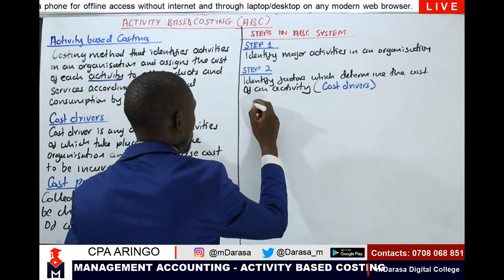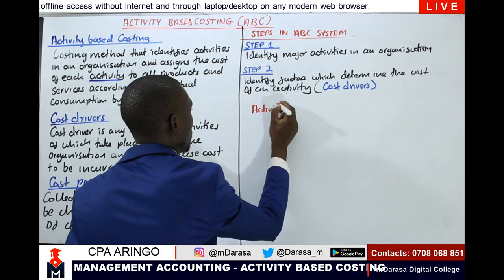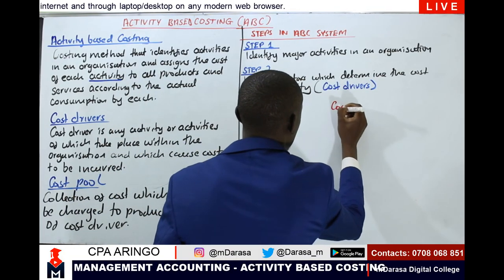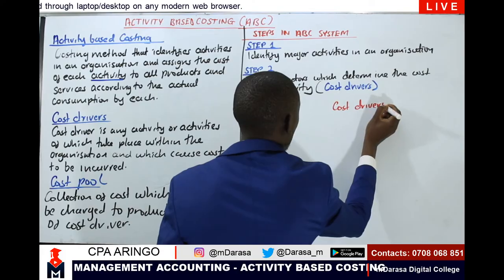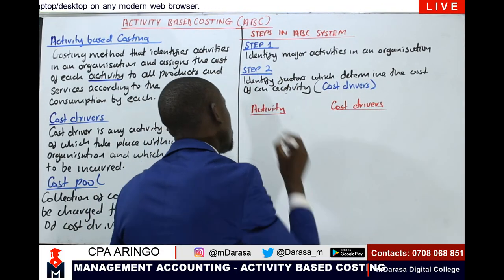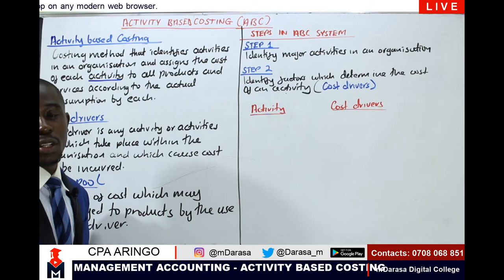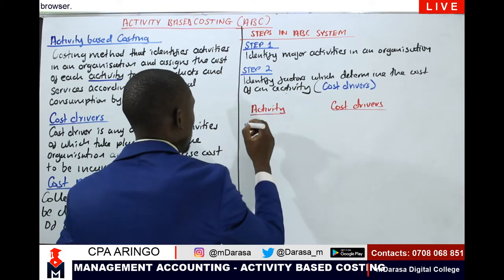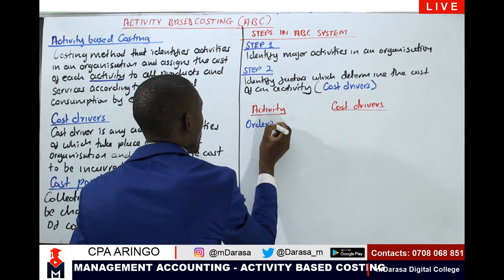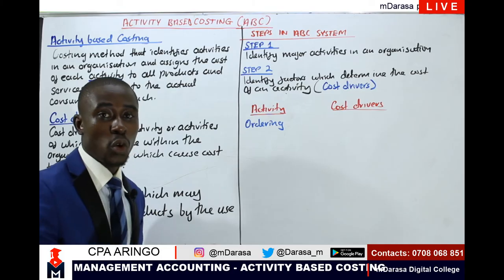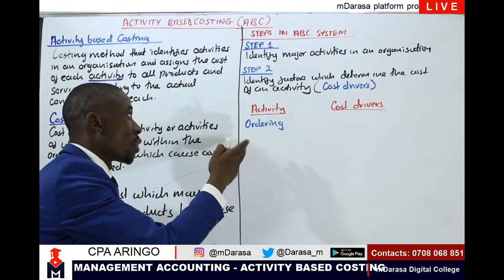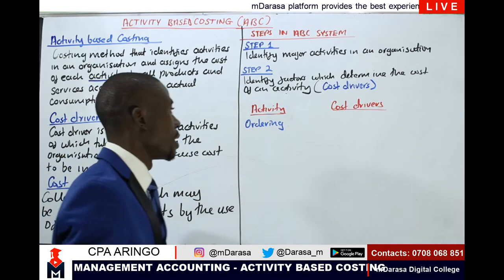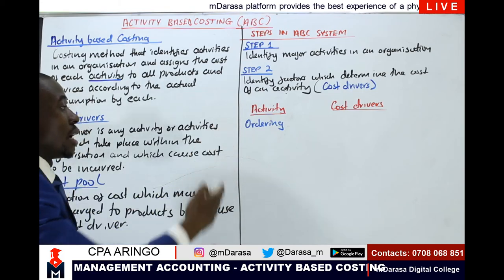Assuming I'm having an activity here, what will be the possible cost drivers? Take for example an activity known as ordering. Ordering is our activity. The question would be, what will cause us to have this ordering cost?